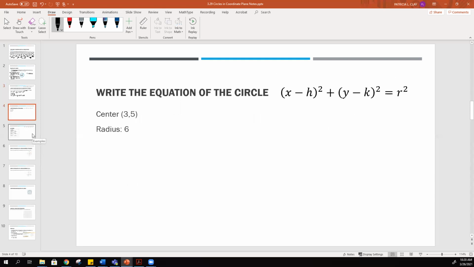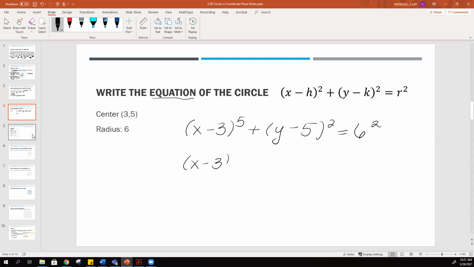Okay, so this is another way you could see it on your homework assignment. Write the equation of the circle. It still means the standard equation. So if you see write the equation of the circle, it's still referring to the same thing as standard equation, all right? You could see it just like this. Center is (3, 5) and radius is 6. So all we do, here's our equation. Let's plug it in. We have X minus 3 squared plus Y minus 5 squared is equal to the radius, which is 6 squared. Okay, so let's simplify.